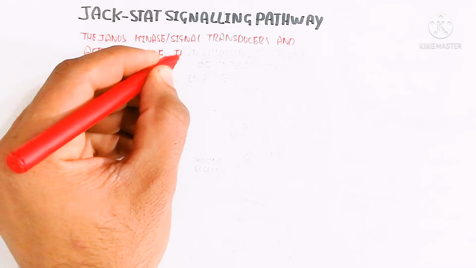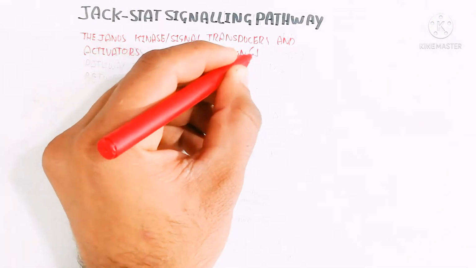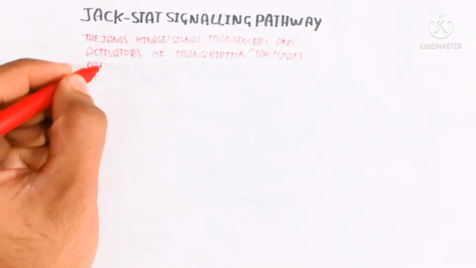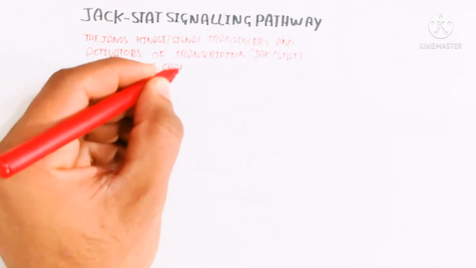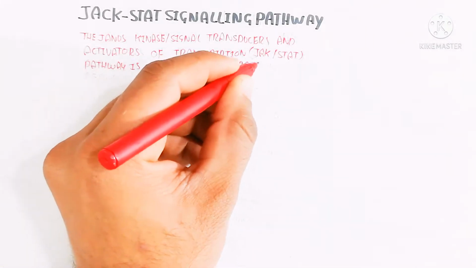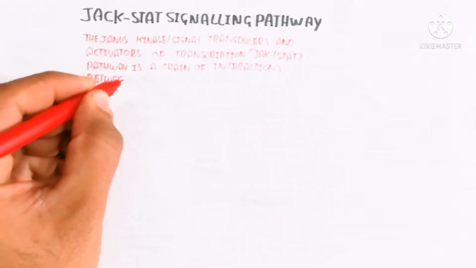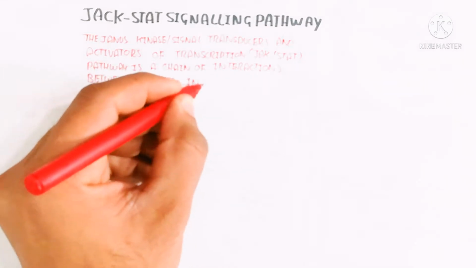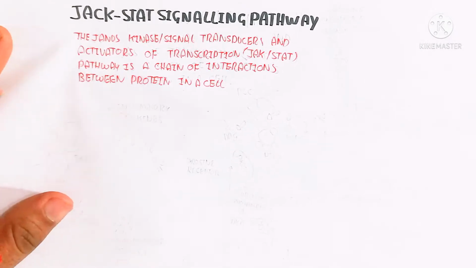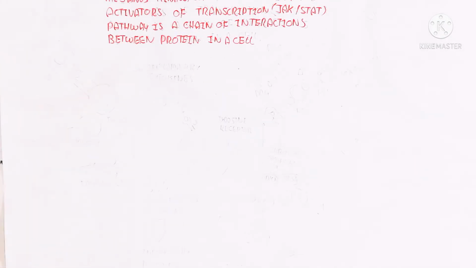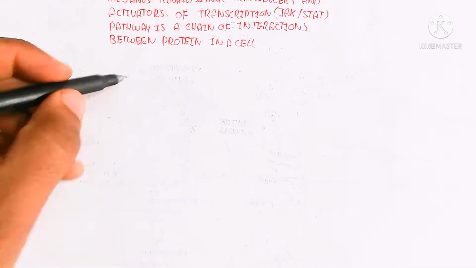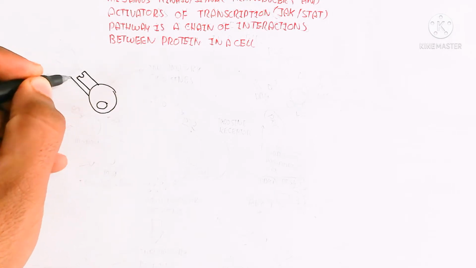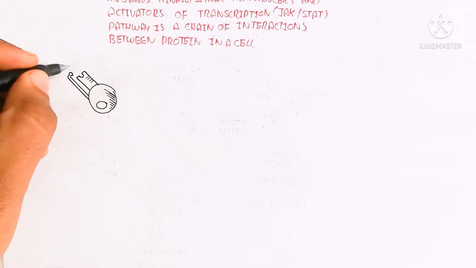So the Janus kinase signal transducer and activator of transcription, JAK-STAT pathway, is a chain of interaction between proteins in a cell. So the chain of interaction with the different proteins. So let's begin to understand with an example. There are many cells involved in this JAK-STAT signaling pathway, but here we can understand the lymphocyte.